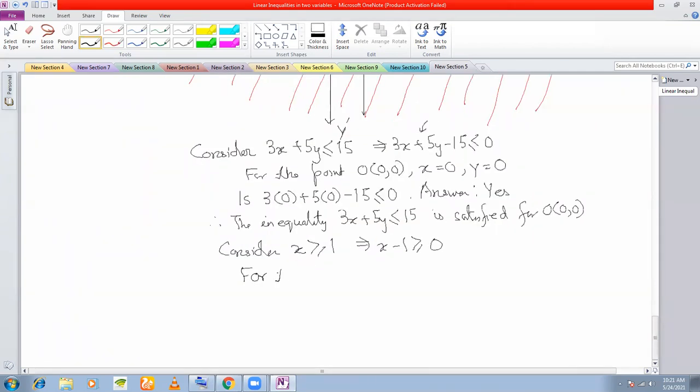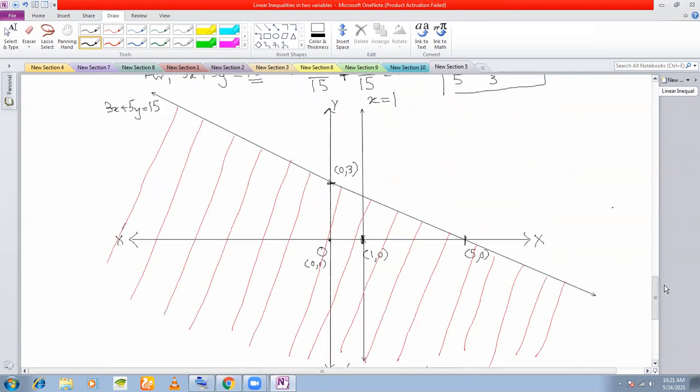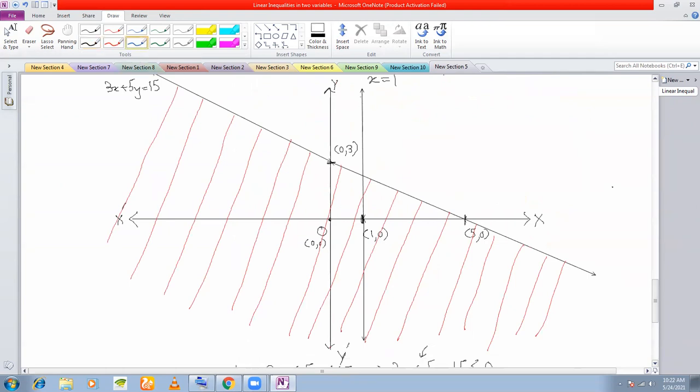So for the point, now the question is 0 minus 1, because x is equal to 0 here, greater than or equal to 0? What is your answer? Answer is no, isn't it? That means the solution will lie on the non-origin side. This time we are going to shade the non-origin side of this straight line.